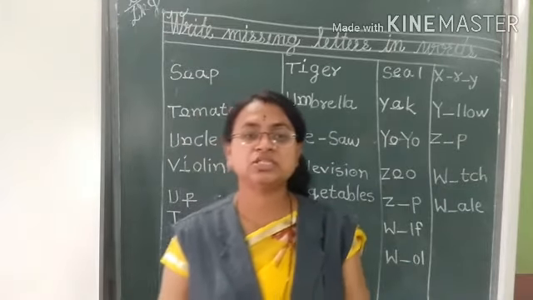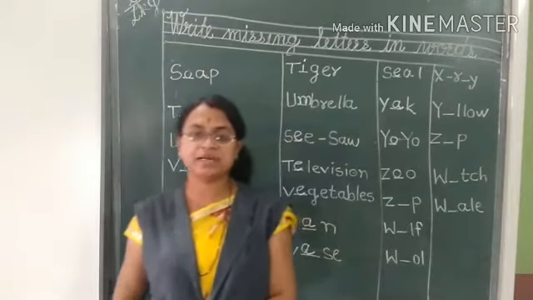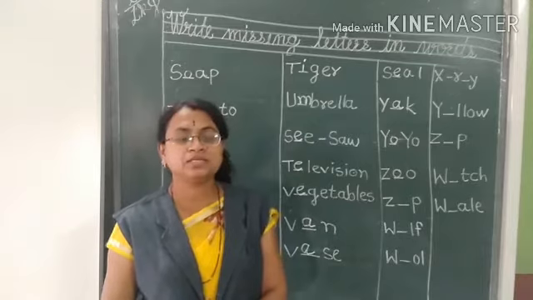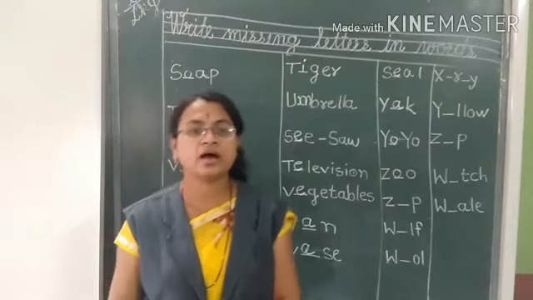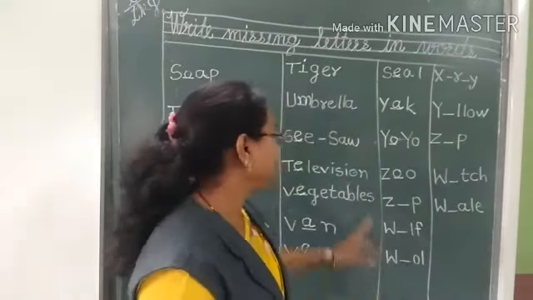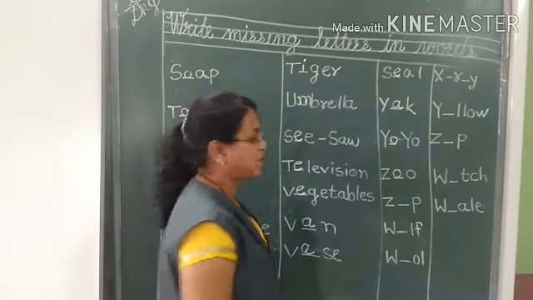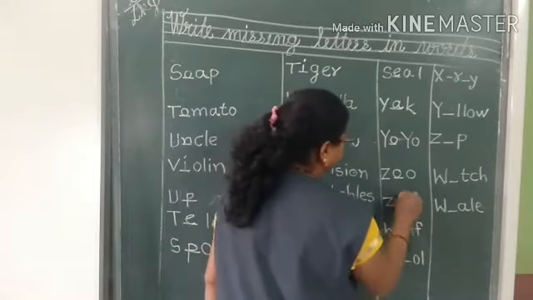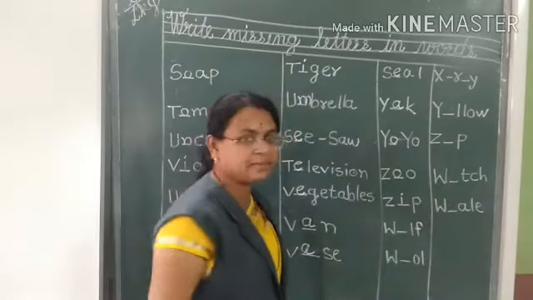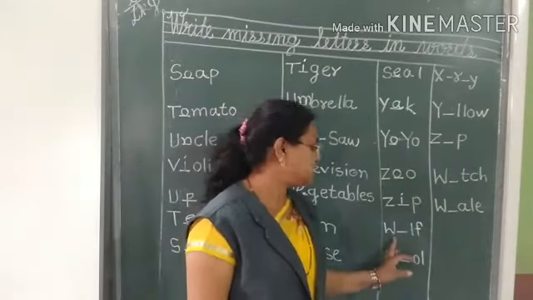Z-P. This is the spelling of zip. Tell me the zip spelling. Z-I-P. Zip. Which letter is missing after Z? I letter. So Z-I-P. Zip. Next, read the next spelling.